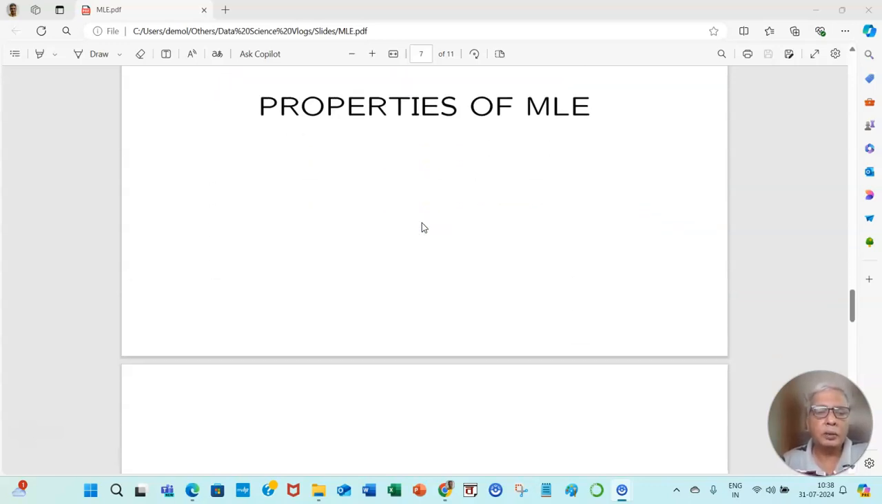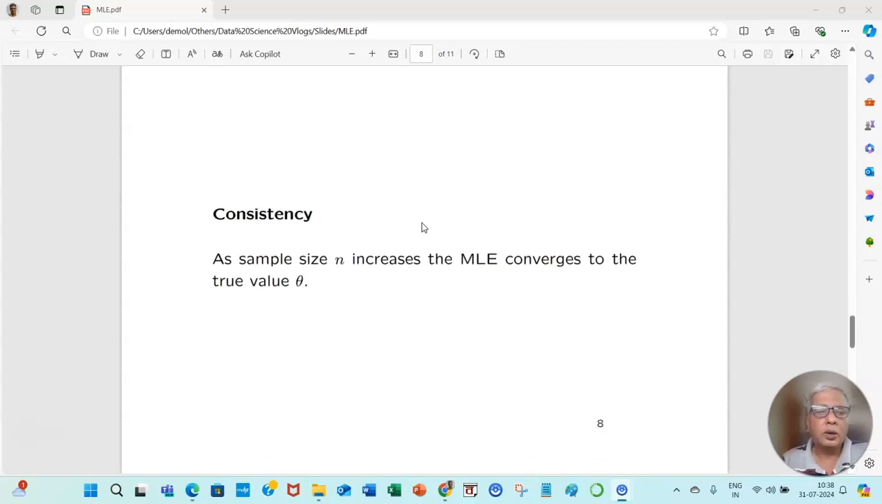Some properties. Consistency. As the sample size n increases, the maximum likelihood estimate converges to the value of theta weakly, or under some regularity conditions we can show that this convergence is almost sure convergence. We rarely have small sample properties of MLE, but the maximum likelihood estimator has good asymptotic properties. One of them is consistency.